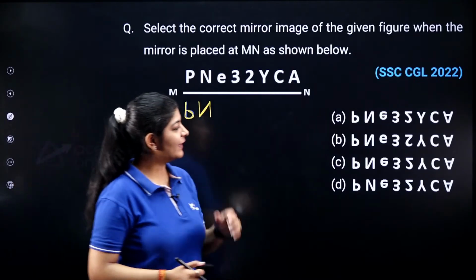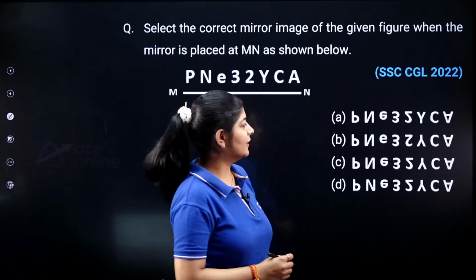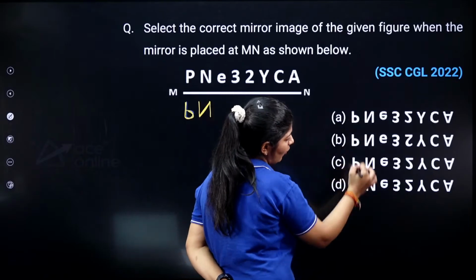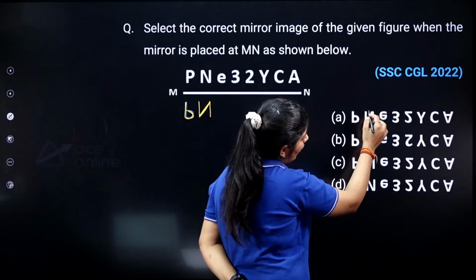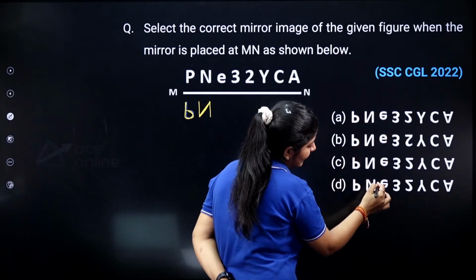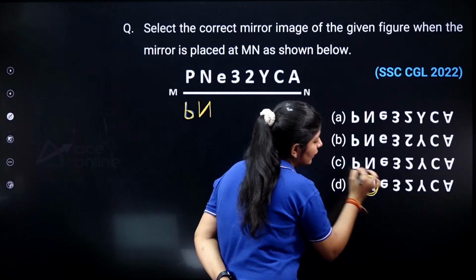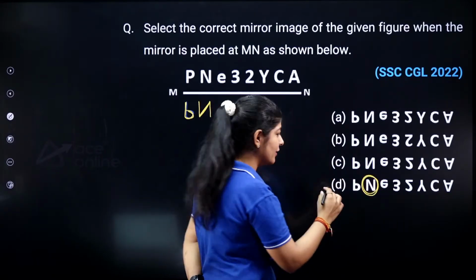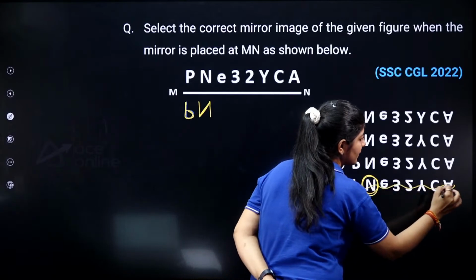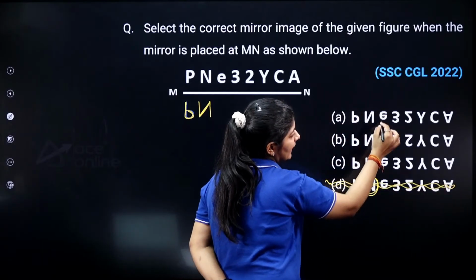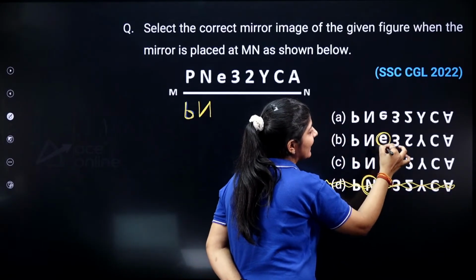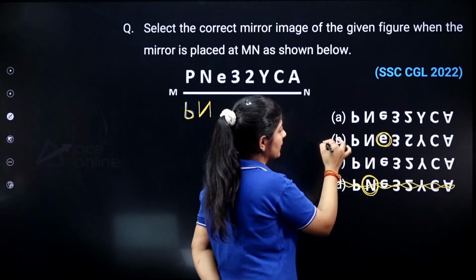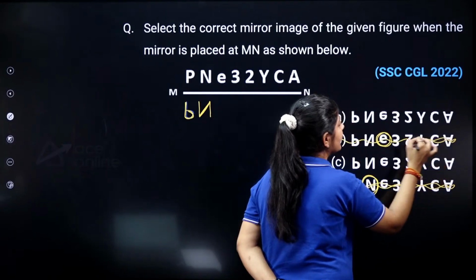Okay. If I talk about this particular question, here I am having all the p's same, right? All the n's same as well except this one. And this is not the mirror image of n. So we can simply eliminate this option. Next, E. Here we are getting exact E, not the mirror image. So this option is also eliminated.